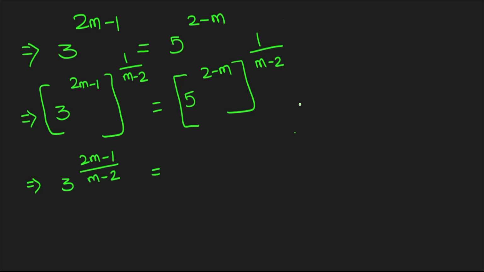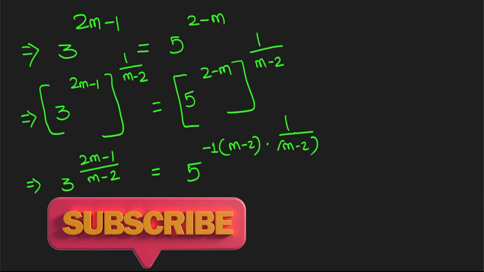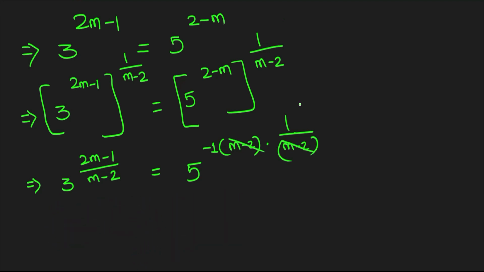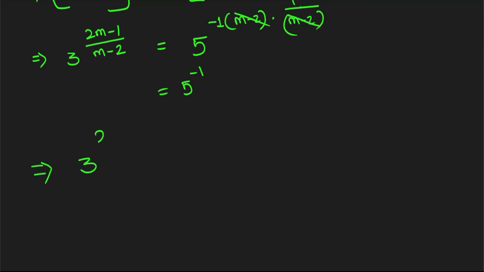Now on the right hand side we can rewrite this equation as 5 to the power, taking minus 1 as common, this will become minus (m minus 2) into 1 by (m minus 2). This (m minus 2) and (m minus 2) will cancel out and the answer is 5 to the power minus 1. Then we can write the answer as 3 to the power (2m minus 1) divided by (m minus 2) is equal to 1 by 5.